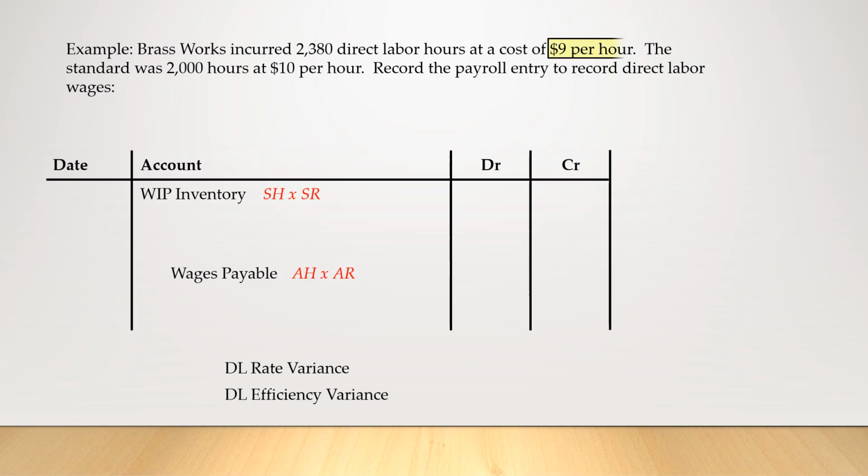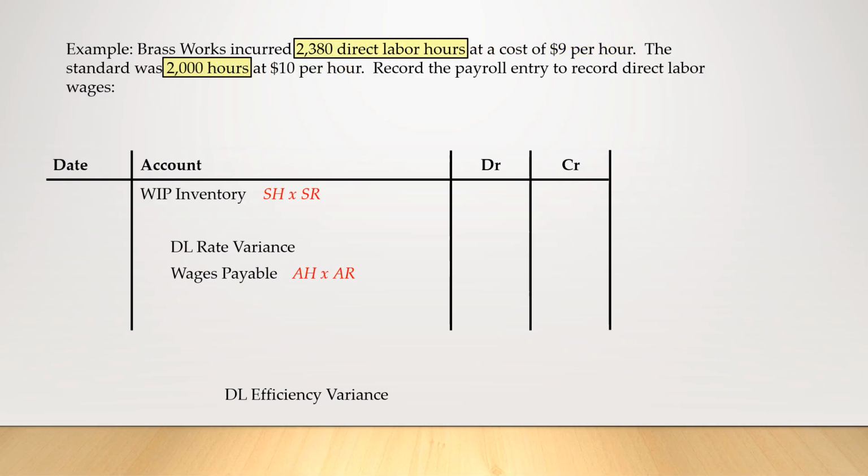The actual labor rate is $9 an hour, but the standard is $10 an hour. Because the actual rate is lower than what we intended to pay, the direct labor rate variance will be a credit. Because this variance is favorable, it gets a credit like a revenue. For the efficiency variance, the actual hours incurred is greater than the hours we should have incurred, so the efficiency variance is unfavorable, meaning it will be recorded with a debit.